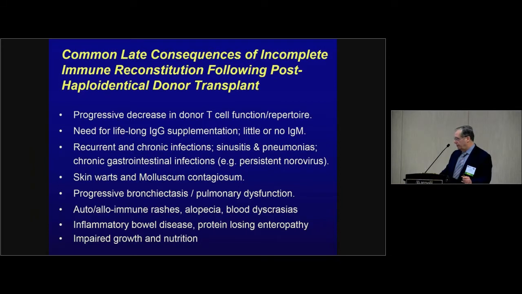the problem with that is that there's often just a pure T-cell donor graft. As patients age, they get a progressive decrease in donor function. They need lifelong IgG. They make little IgM or none. They get recurrent and chronic infections. Most of our patients referred to us have persistent norovirus infection. In fact, it's the odd one that doesn't have a persistent norovirus infection, and that causes a lot of morbidity in these patients.